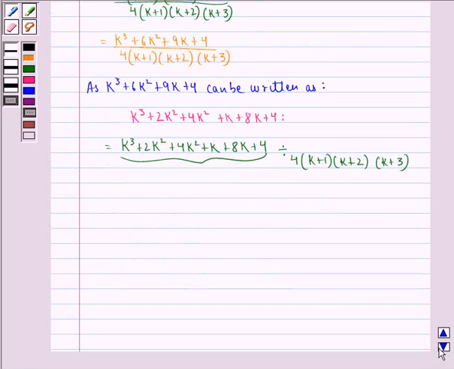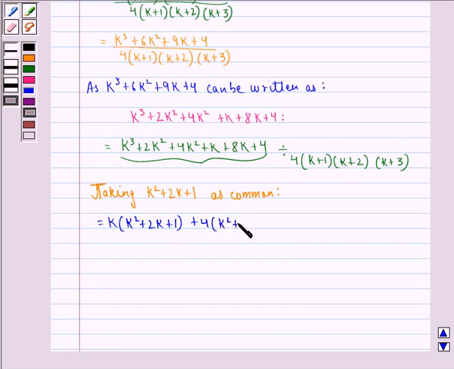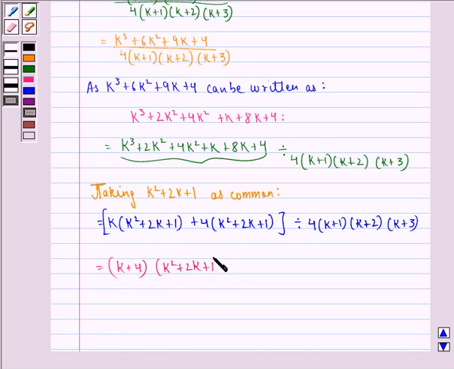Now, taking k square plus 2k plus 1 as common, we get k into k square plus 2k plus 1 plus 4 into k square plus 2k plus 1. This entire term divided by 4 into k plus 1 into k plus 2 into k plus 3. This is equal to k plus 4 into k square plus 2k plus 1 divided by 4 into k plus 1 into k plus 2 into k plus 3.